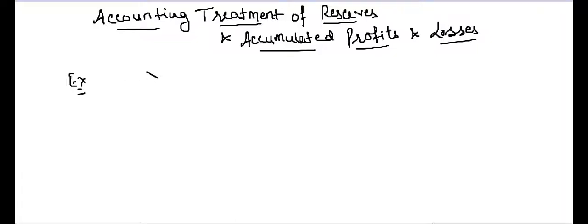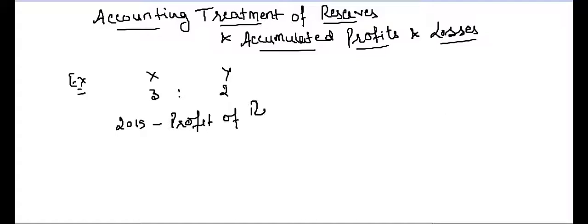Say there are two partners X and Y. They are sharing profits and losses in the ratio of 3:2. Clear? For the year 2015, they earned a profit of say rupees 50,000. Now what happened is they decided that out of this 50,000 they will take 10,000 as reserve.